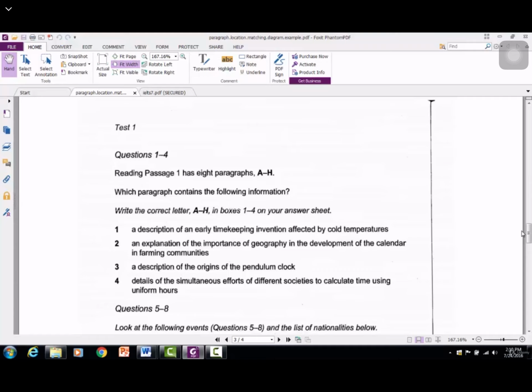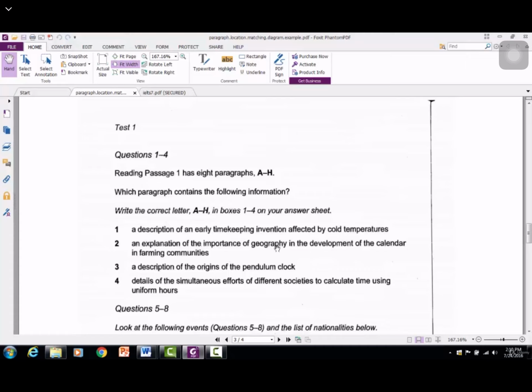So what we're doing there is circling our keywords in the question, then leaving the paragraph location question and doing the other questions in the set, and then coming back to it.